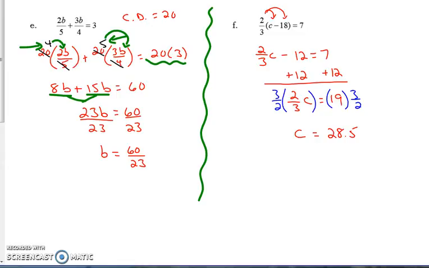Remember, don't give me decimal answers. Always change your answers into fractions. Except F, I didn't change it into a fraction because 0.5 is a nice decimal. We didn't really have to worry about that.